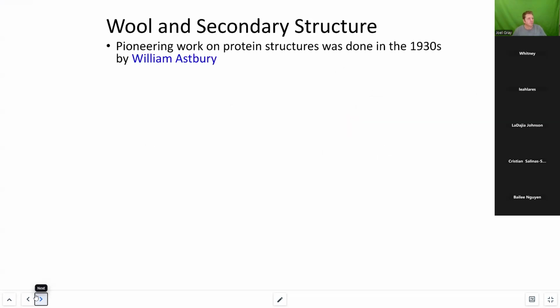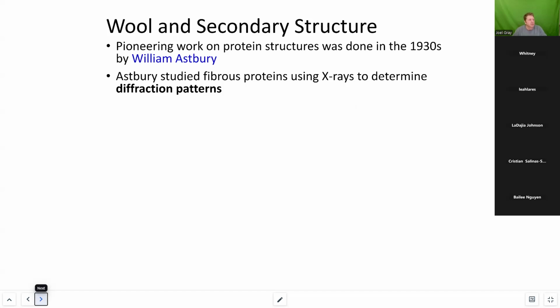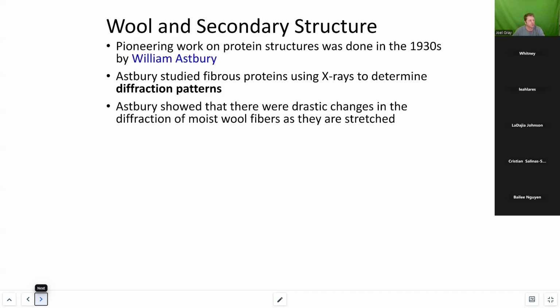Anyway, protein structures, the questions were being asked about them back in the 1930s, and William Astbury studied fibrous proteins rather than globular proteins. He used X-rays to determine diffraction patterns. Astbury showed that there were drastic changes in diffraction of moist wool fibers compared to when they're stretched. Unstretched showed periodic repeats of between 1.5 and 5.1 angstroms. Now, an angstrom is, I think, 10 to the negative 12th.